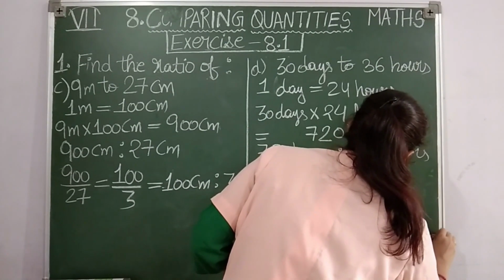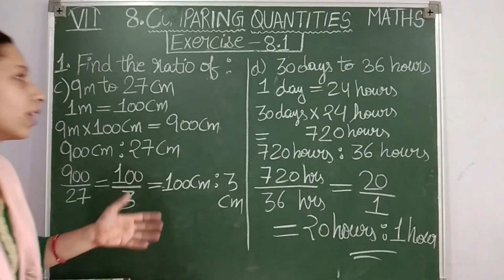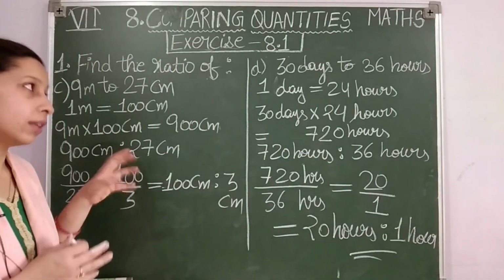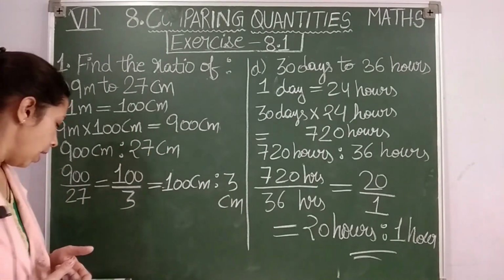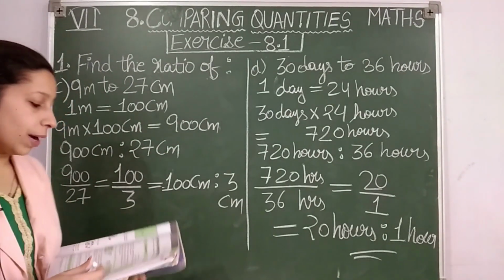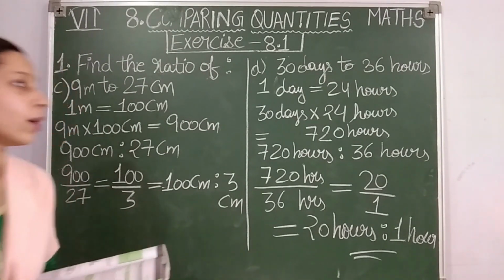Like this we find the ratio for the given quantities, students. I hope the ratio topic is very clear to you. Now let us see question number 2, which is a step problem. Okay, note it down.